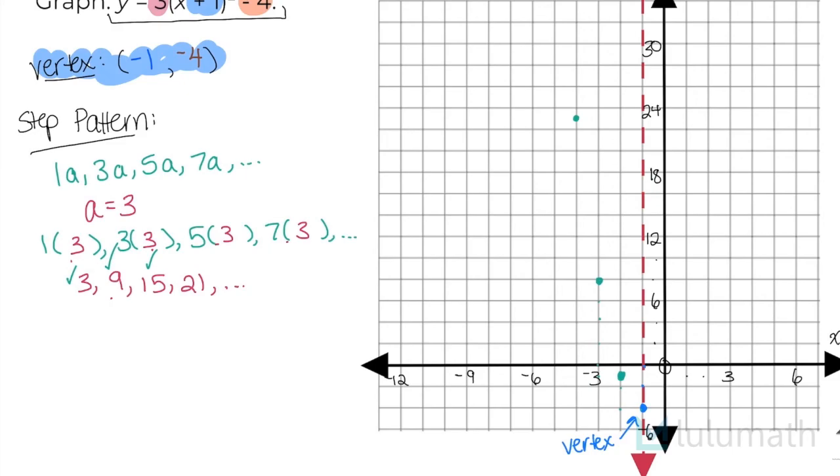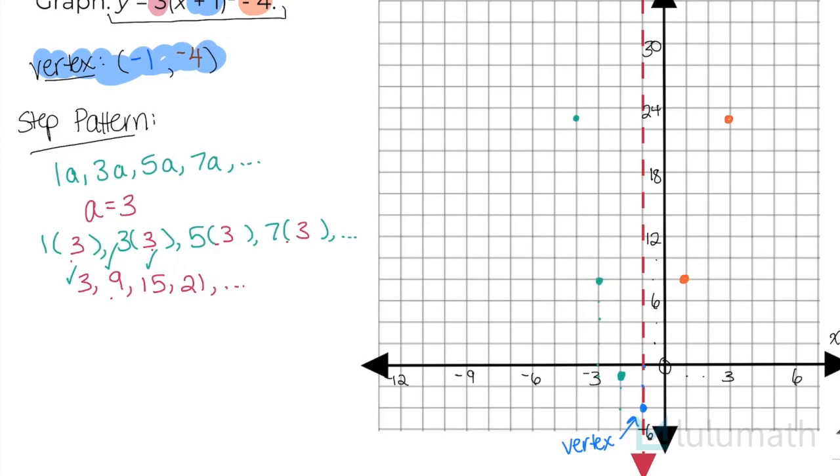So now let's go ahead and reflect these points over my axis of symmetry. For this point here, I will go to the right by 3, 1, 2, 3, and then I will go to the right by 3 again, 1, 2, 3, and here's where my new point will be. For this point right here, I will go to the right by 2, 1, 2, and then to the right again by 2, 1, 2, and here's where my new point will be.